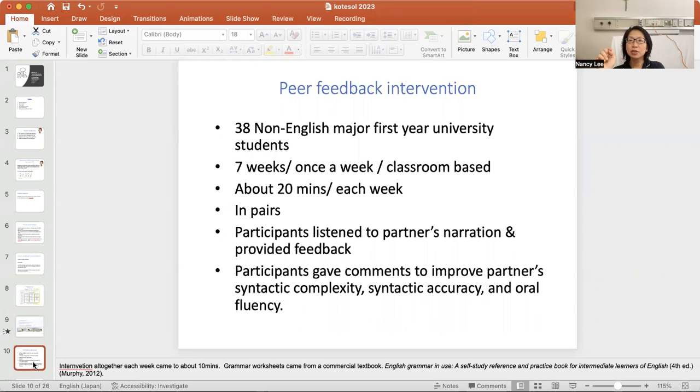So the intervention I gave to my participants, I had 38 participants. They were all non-English major first-year university students. For 7 weeks, once a week during class time, they received about 20 minutes worth of intervention. Students worked in pairs where they listened to each other's narration and gave feedback. I instructed the participants to be specific and to give feedback to improve their partner's complexity, accuracy, and fluency.